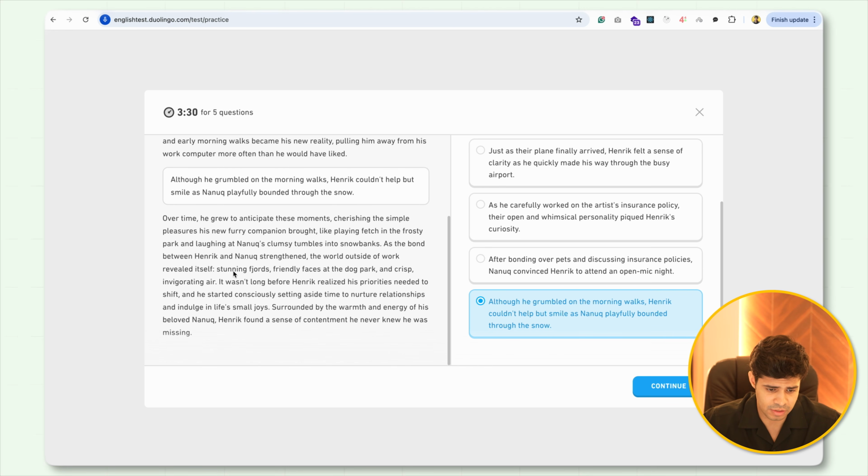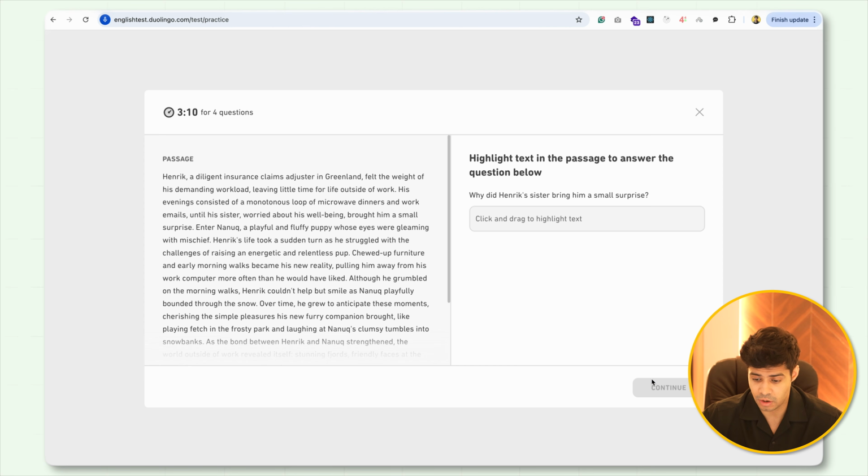The world outside revealed itself, stunning shores, friendly faces at the park, and the crisp and invigorating air. It wasn't long before Henrik realized his priorities needed to shift, and he was consciously setting aside some time to nurture relationships and indulge in life's small joys. Surrounded by the warmth and energy of his beloved Nanak, Henrik found a sense of contentment he never knew he was missing. All right, cool. Highlight the text in the passage to answer the question below.